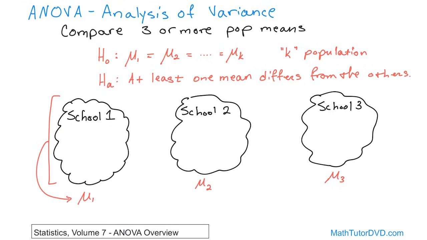Now I'm a school administrator, so I want to make sure that everybody's learning the same stuff. So my null hypothesis, my accepted hypothesis, is that mean number 1 is equal to mean number 2 is equal to mean number 3. Again, if I had more schools, it would be more populations, and I would say that they were all equal, because that's what I really want. So my null hypothesis is saying that these population means are all the same. That's what the null hypothesis is.